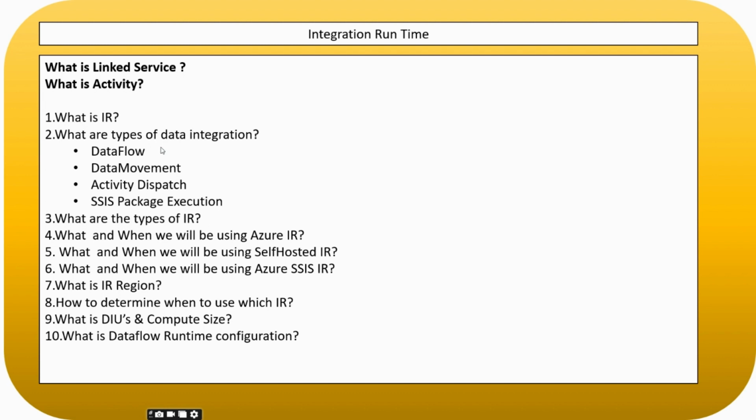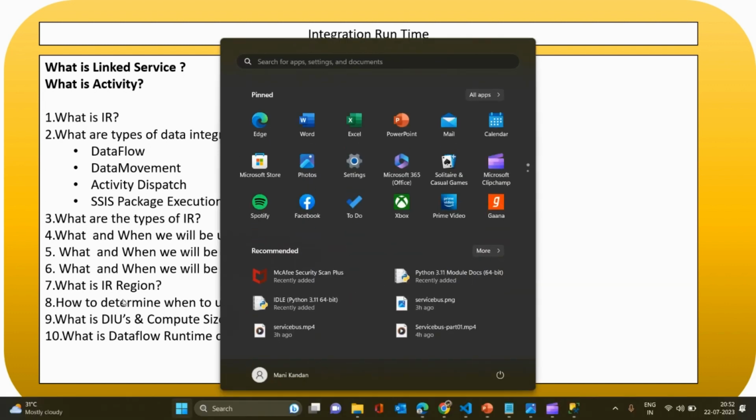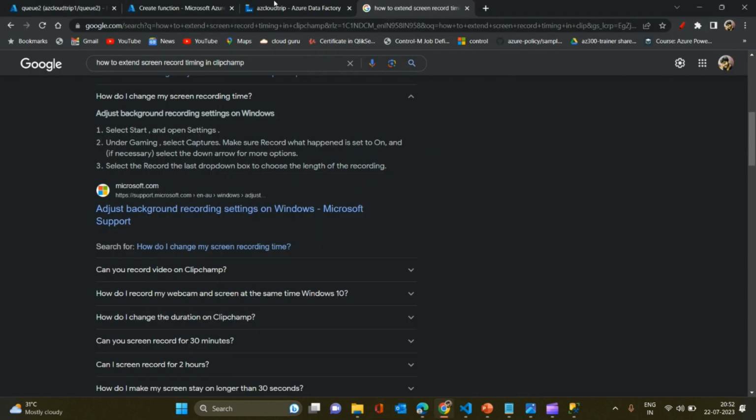Coming to the 10th point, as I said, the data flow runtime configuration is separate, so we need to configure it in terms of vCores. This is all I wanted to communicate about the integration runtime. Next session we will see the linked service. First we should be aware of what IR is. If time allows, I'll go and show you.